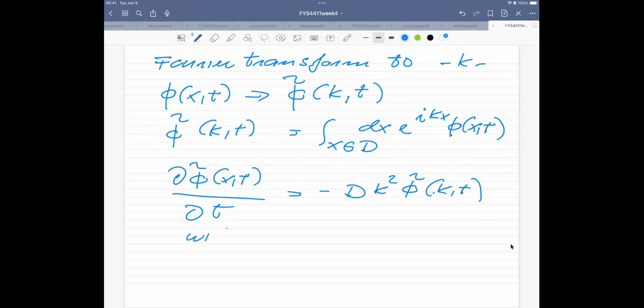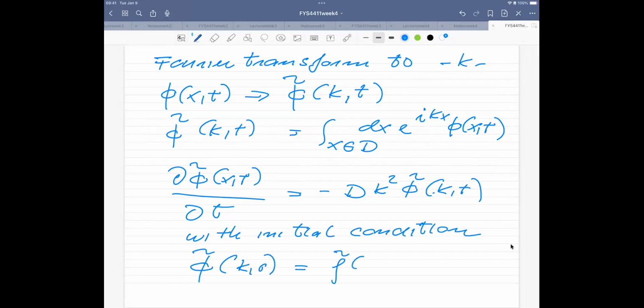So with the initial conditions, what you will get is phi tilde of k at 0, and that is equal to this f Fourier transformed, which is simply the integral dx e^(ikx) times f of x. So that will be the Fourier transform of the initial conditions. And in that case, we are going to get a unique solution to that problem.